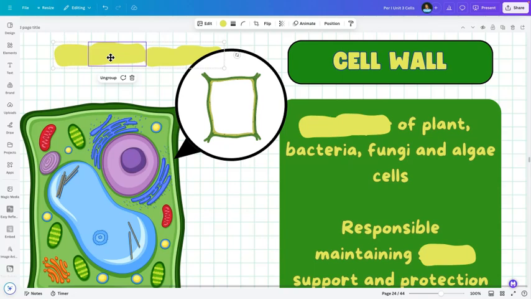Protect is a good one. What else? It holds up. It supports. It does not control what comes in and out. You can't come in and out of a wall. You come in and out of doors.